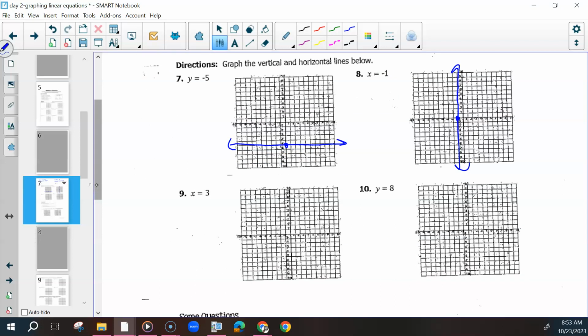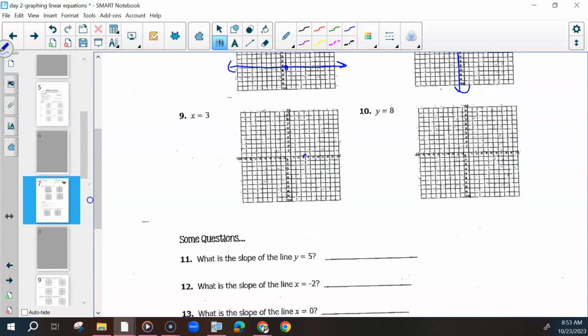Do number 9 and 10 really quickly. My number 10 is not very straight, but it should be. So if your lines don't look like this, redraw them.